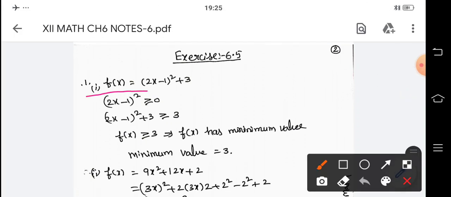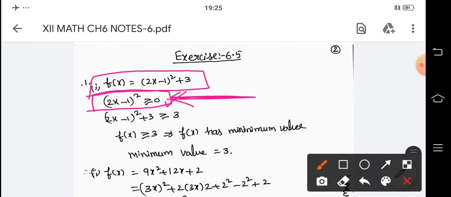First question, f of x is equal to 2x minus 1 whole square plus 3. We know very well the square of any algebraic expression is always greater than or equal to 0. So 2x minus 1 whole square is greater than or equal to 0. Adding 3 on both sides, 2x minus 1 whole square plus 3 is greater than or equal to 3. This is nothing but f of x, that's why I substituted f of x here, greater than or equal to 3.